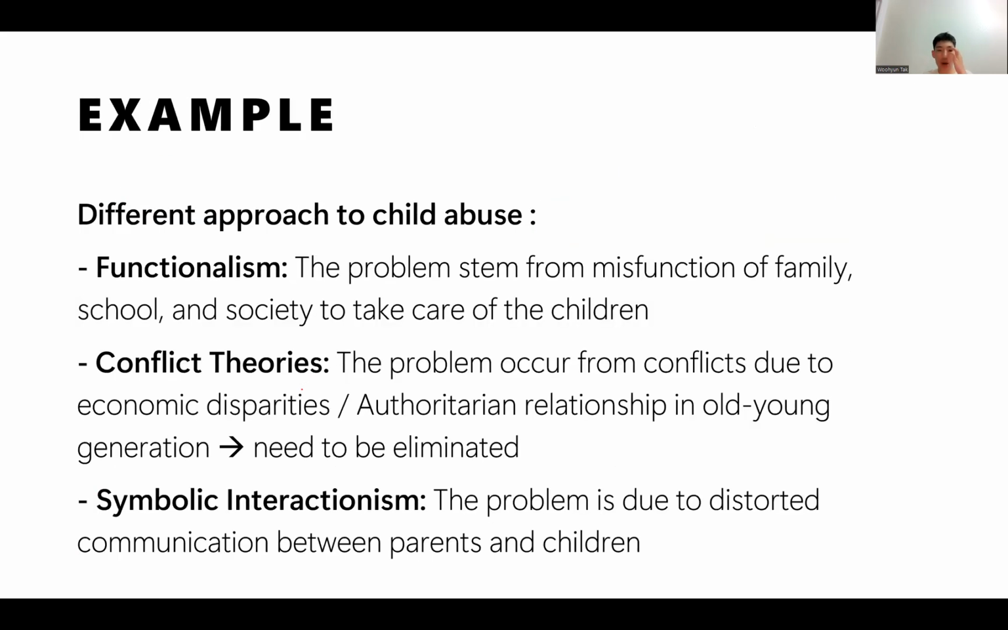Now let's take the example of the child abuse problem. When sociologists try to analyze this problem, first, functionalist sociologists will say the problem is caused by malfunction of family, school, and society in taking care of children. Because family is not taking care of children in an appropriate manner, and school is not teaching how to prevent child abuse, and society is bystanding such problems. Everybody is not taking their roles. Everybody is not performing their responsibility at a certain level, then the solution will come from education.